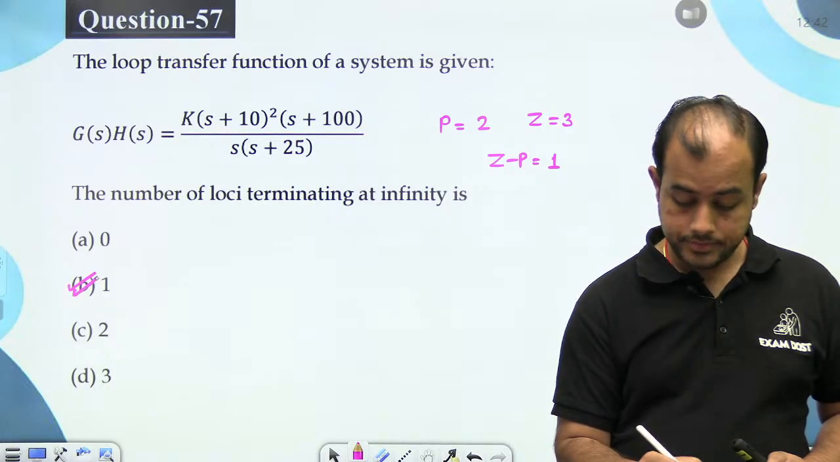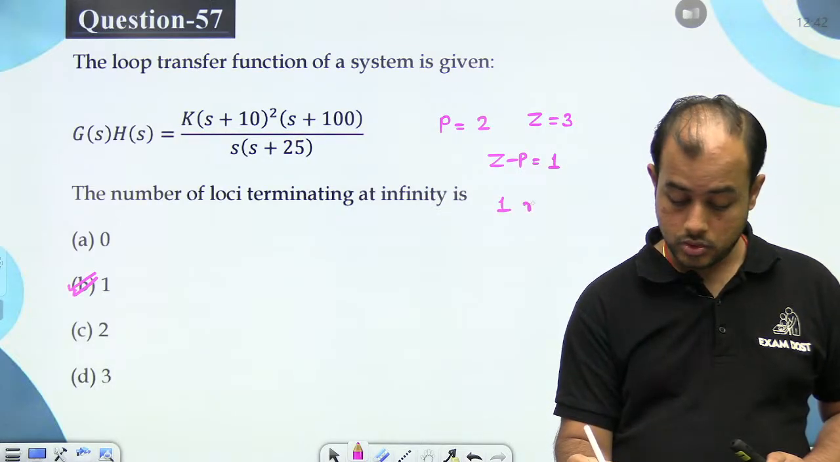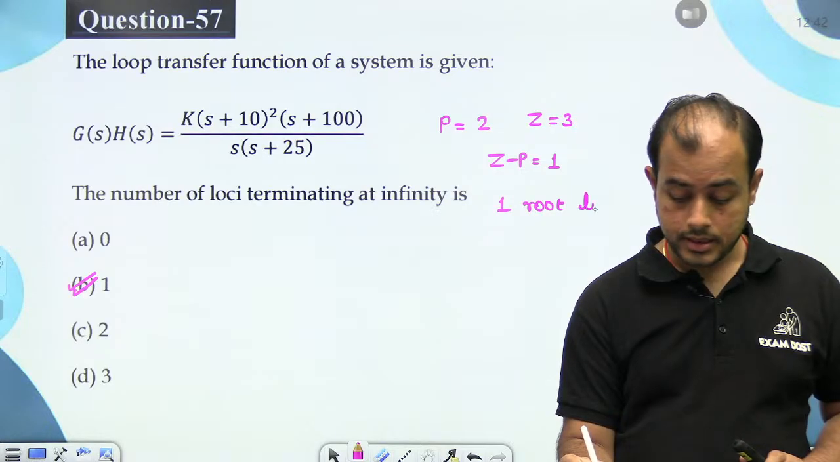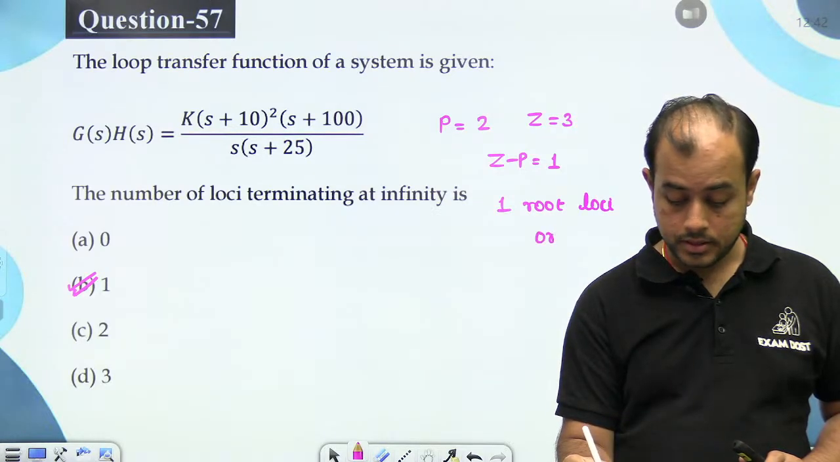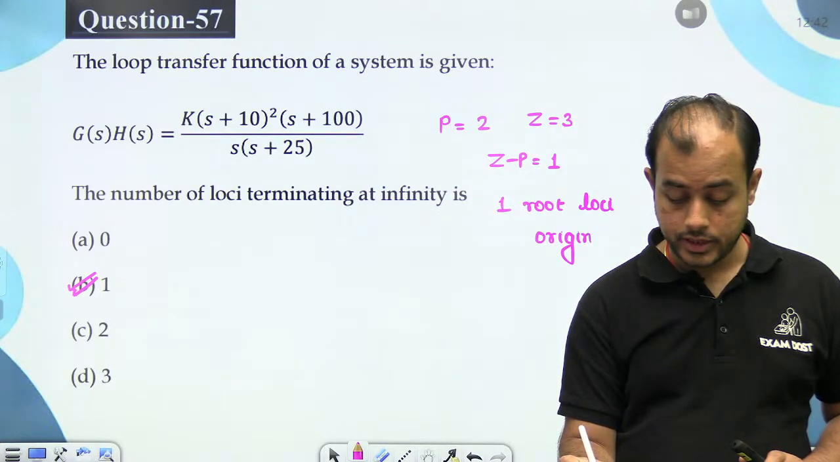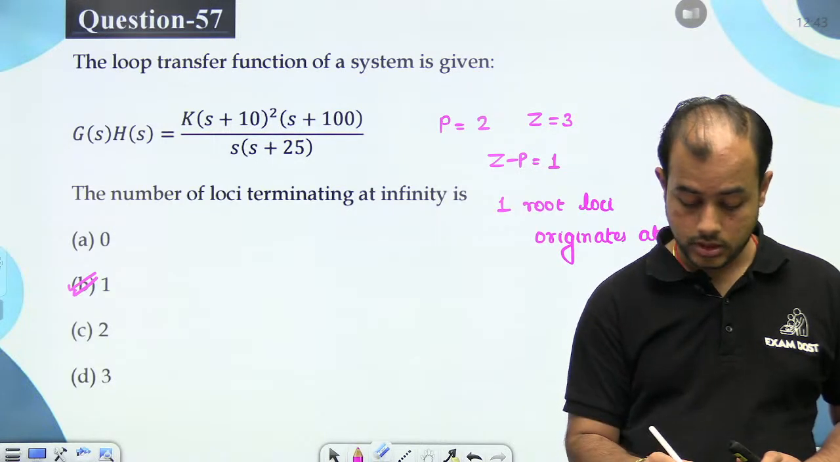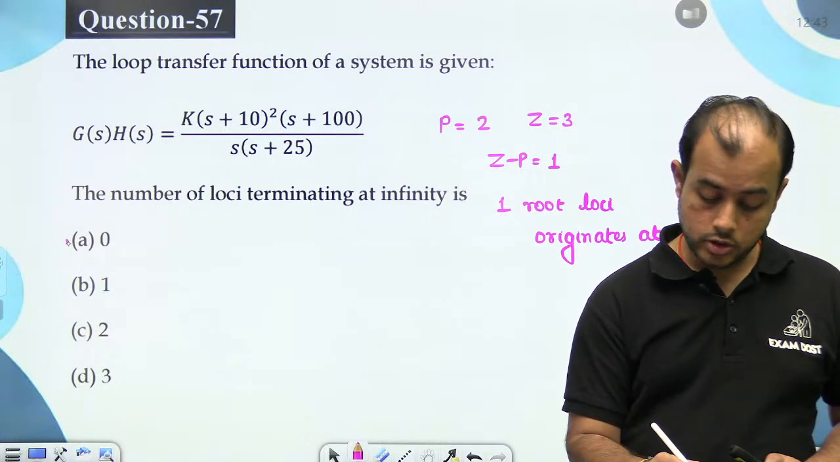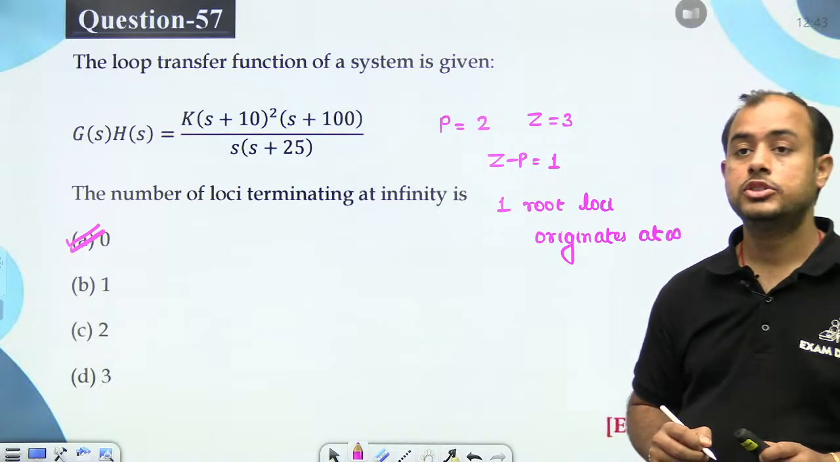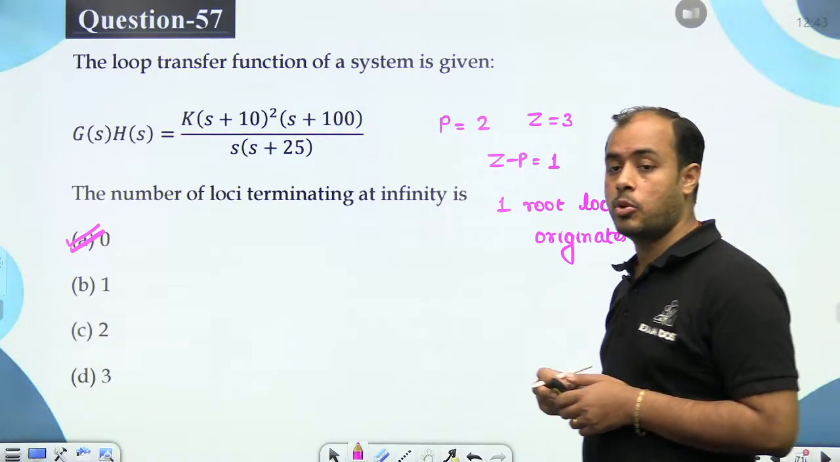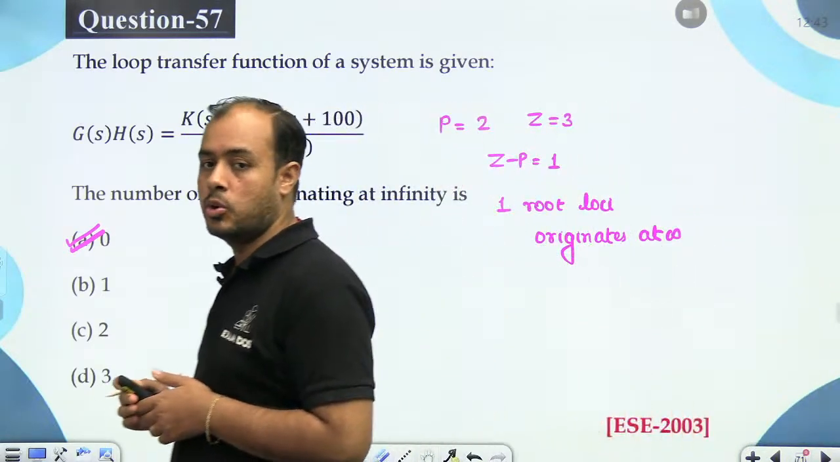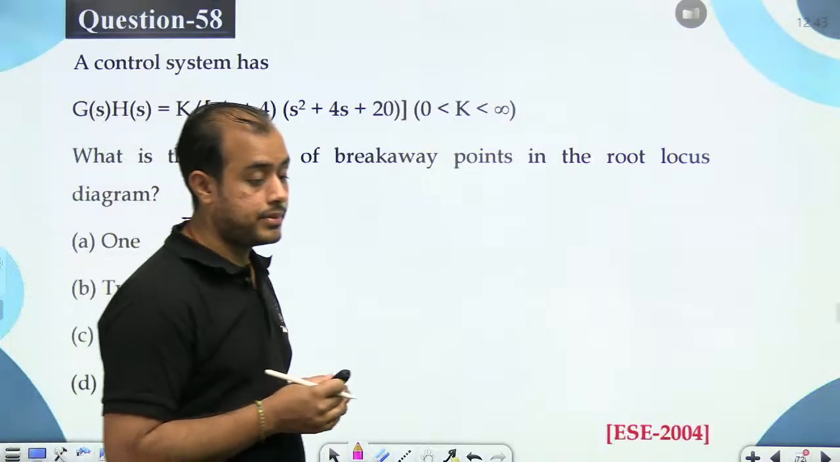So 1 root loci actually originates at infinity, not terminates. So answer should be 0. 0 पे कोई खत्म तो होगा नहीं, शुरू होगा एक 0 से क्योंकि पोल कम पड़ रहे हैं. तो 1 pole will lie at infinity.